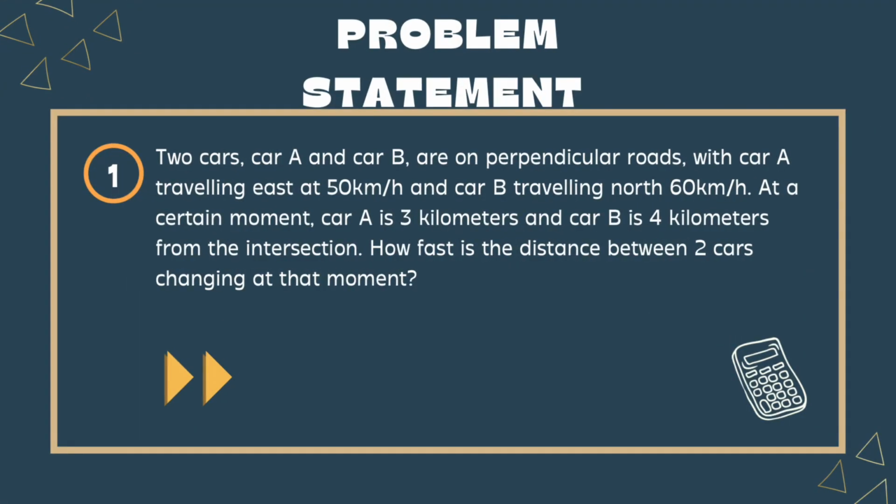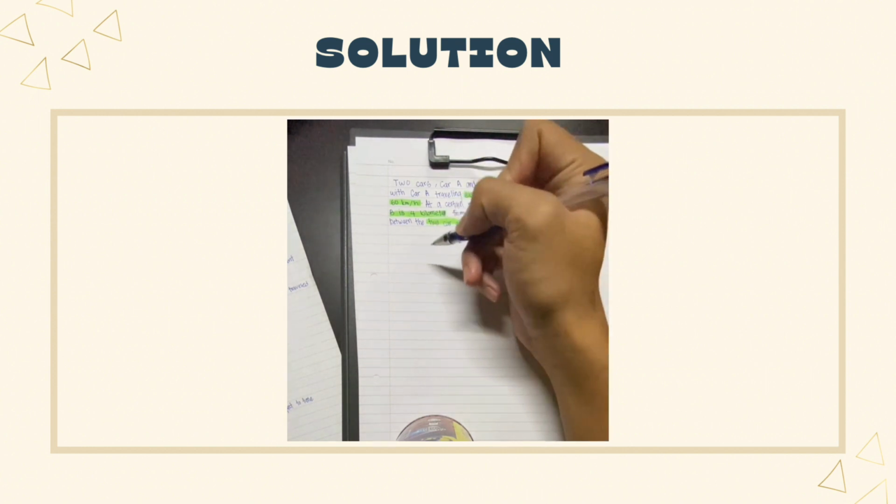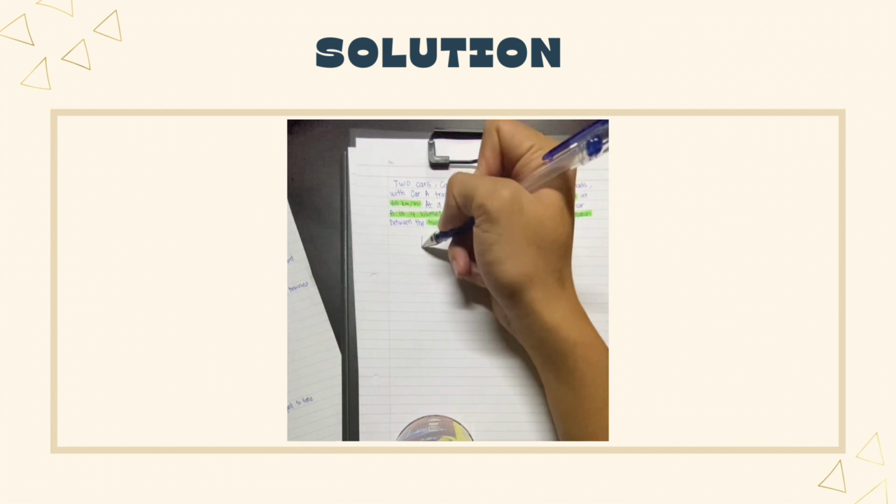Problem statement. Two cars, car A and car B, are on perpendicular roads, with car A traveling east at 50 km per hour and car B north at 60 km per hour. At a certain moment, car A is 3 km and car B is 4 km from the intersection. How fast is the distance between the two cars changing at the moment? And then we need to sketch the directions, the first from the north and the second from the east.